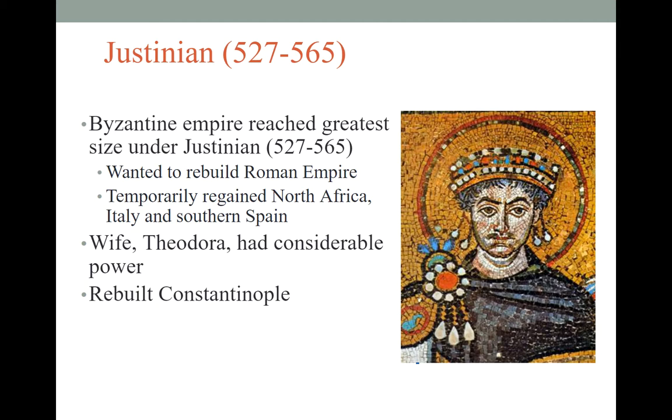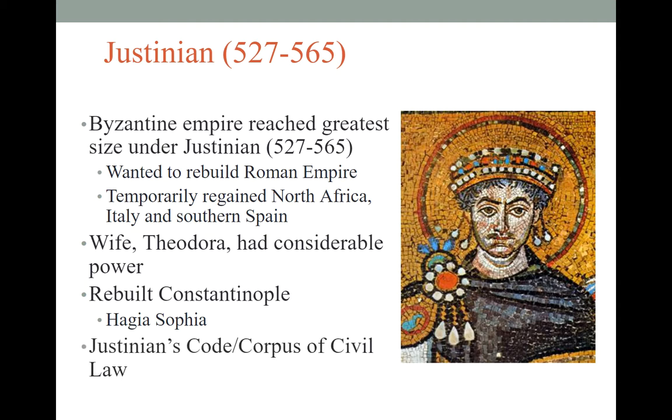Under Justinian, Constantinople becomes a thriving city once again, and Justinian, to show not only his devotion to Christianity, but also his power, commissions the building of the Hagia Sophia, as well as introduces a law code.